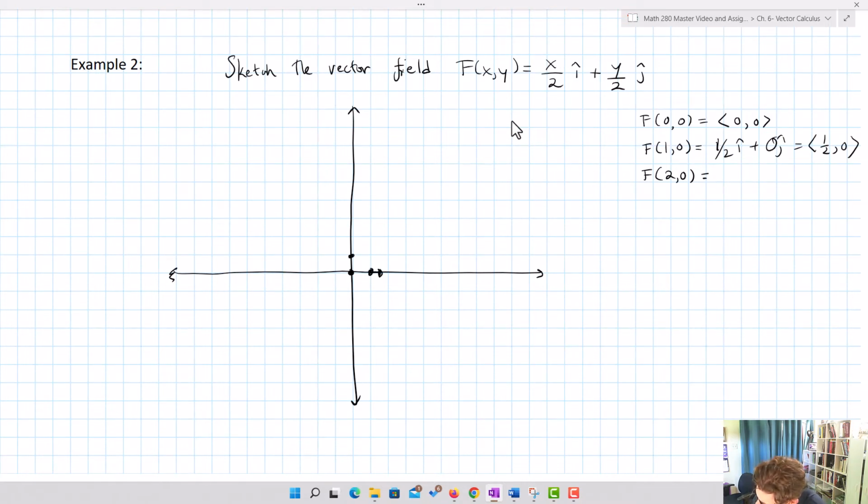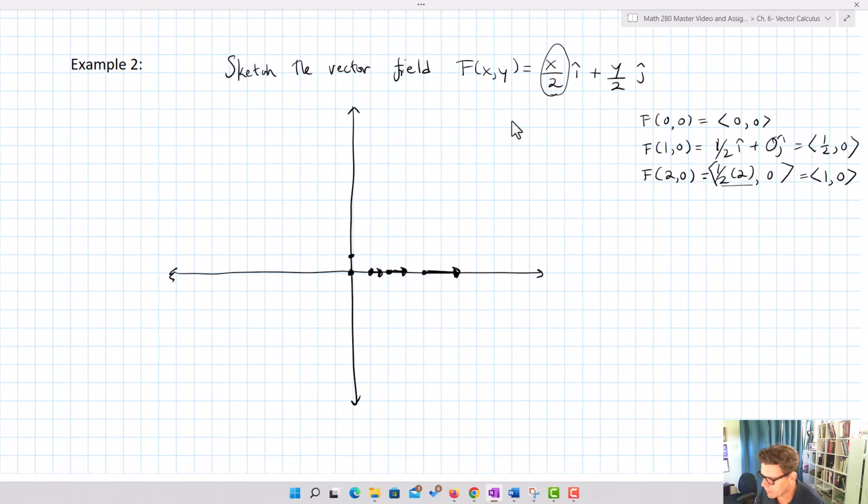F of 2, 0 now is going to be 1/2 times 2, comma 0, which is 1, 0. So we now have a length of 1 for that vector. Notice what's happening here is that as I move away from the origin in the x direction, my vectors are going to get bigger. And that makes sense because if you look, x over 2: make x bigger, x over 2 gets bigger by half. So for example, at 4, we're going to be at 2, 0.